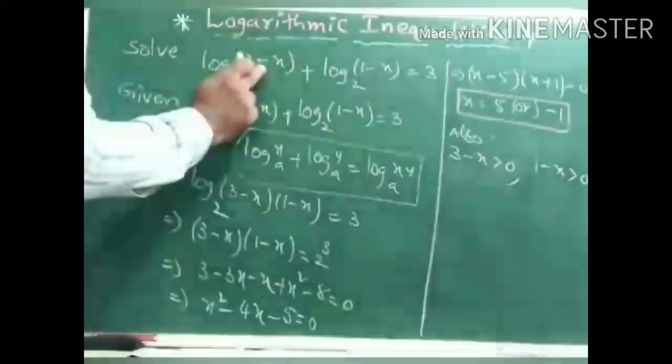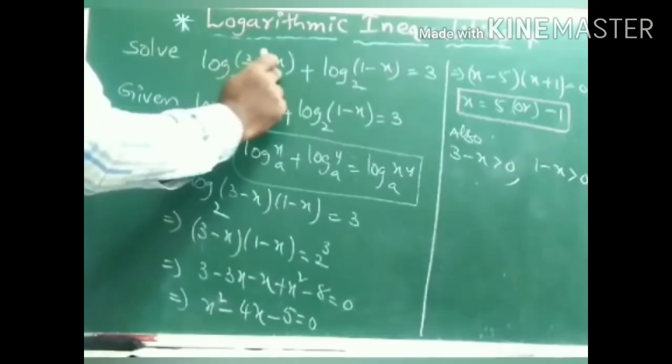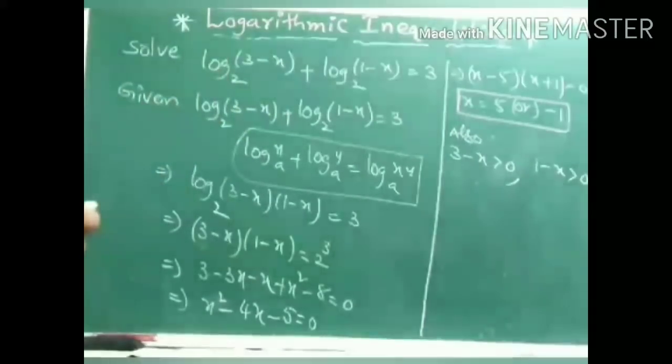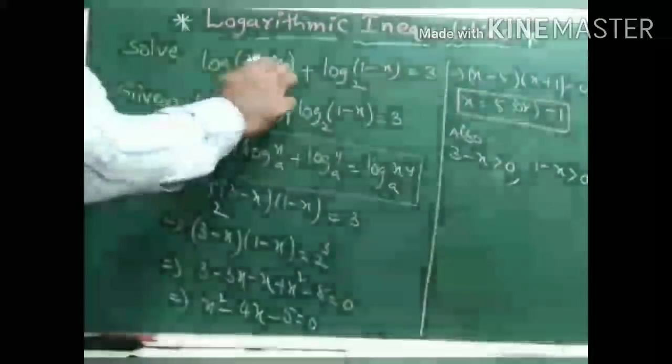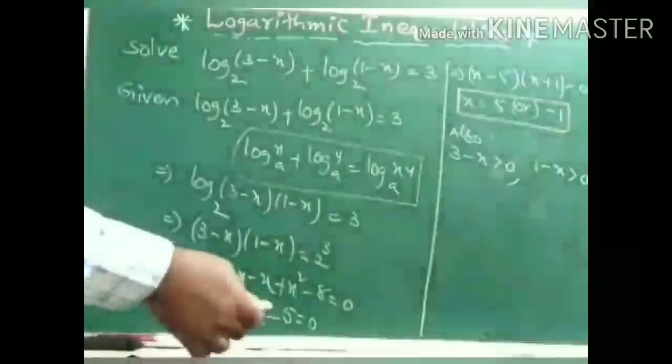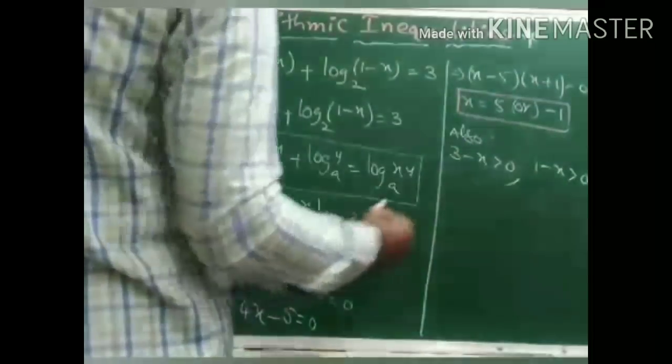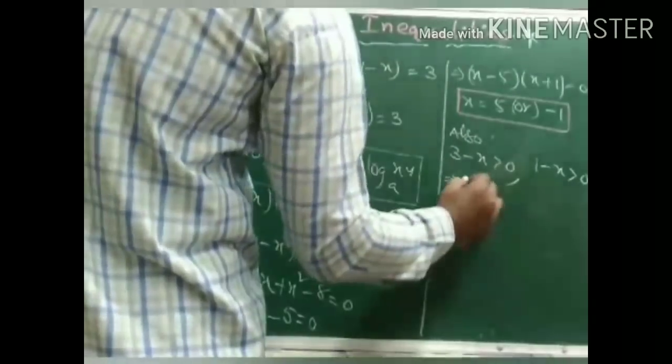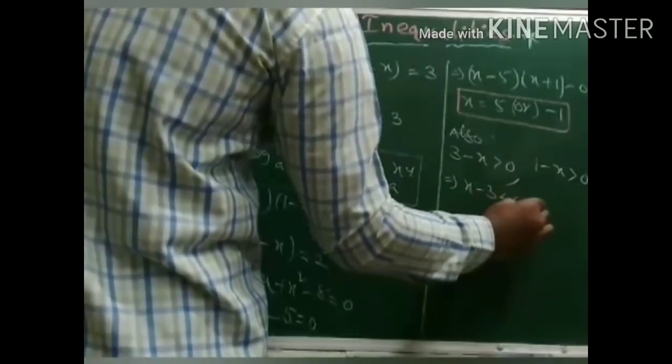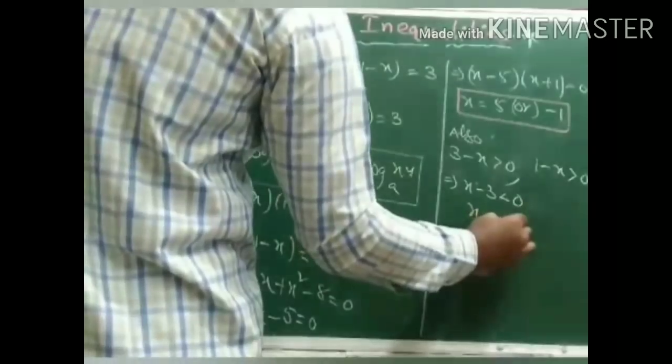We need to bother about the logarithmic number, which is in the place of capital N. So 3 minus x and 1 minus x both must be greater than zero, positive numbers. From this, after taking minus common, x minus 3 is less than 0. Hence we get x is less than 3. And from x minus 1 less than 0, after taking minus common, we get x is less than 1.